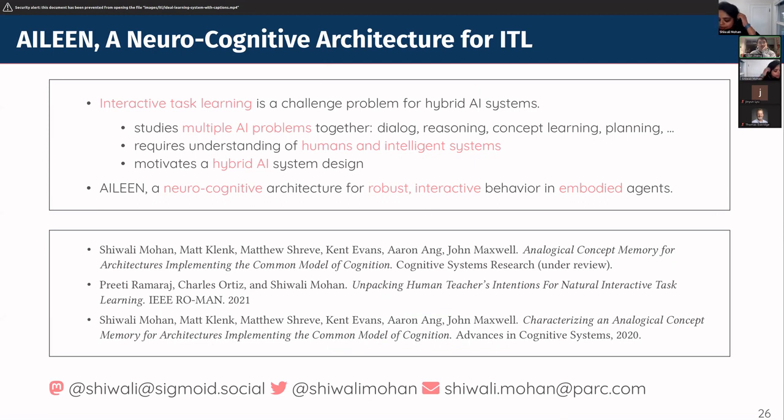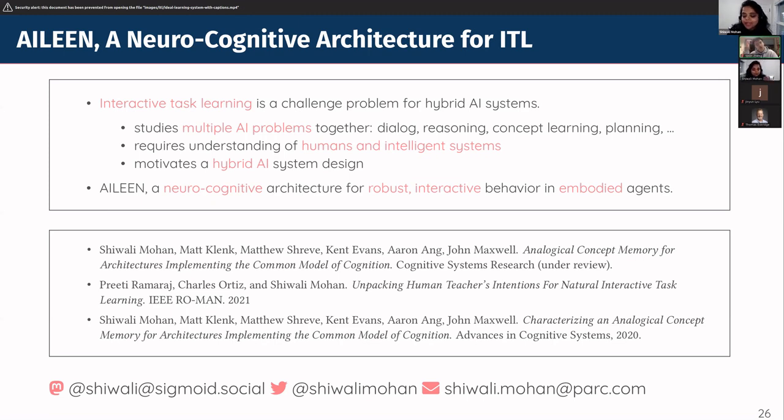I want to briefly summarize what I talked about. I know that I threw a lot of concepts at you, but hopefully you found them interesting. So we talked about the problem of interactive task learning. It's an interdisciplinary challenge, right? You need to understand humans. You need to understand AI. You need to understand human AI interaction, and you need to put all of this together.